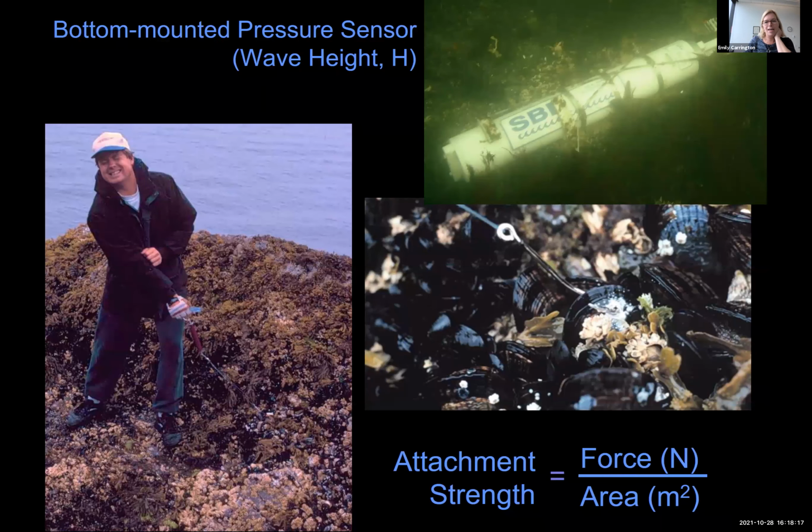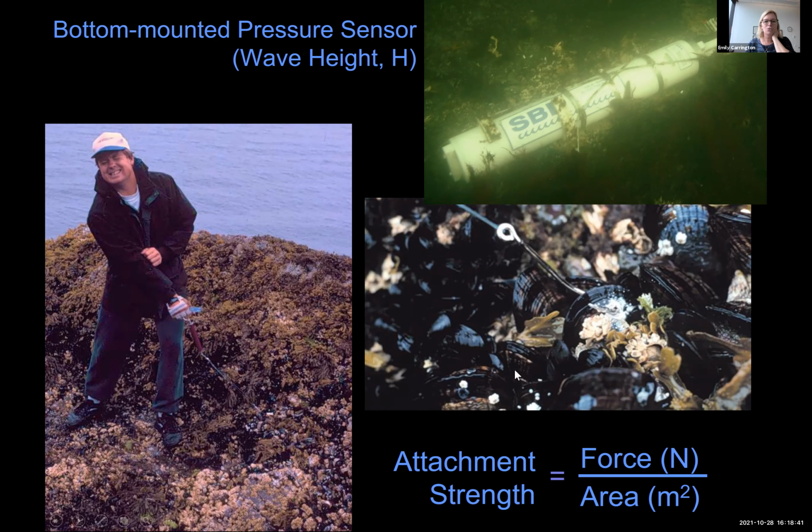So I've done that. This was mostly done in Rhode Island, but I've done it in other areas. One nice little proxy for water velocity is to go out and measure wave heights. So we can deploy these bottom-mounted wave height sensors. And from that, we know the wave height, and we can calculate the water velocity that would be generated by a wave that big.